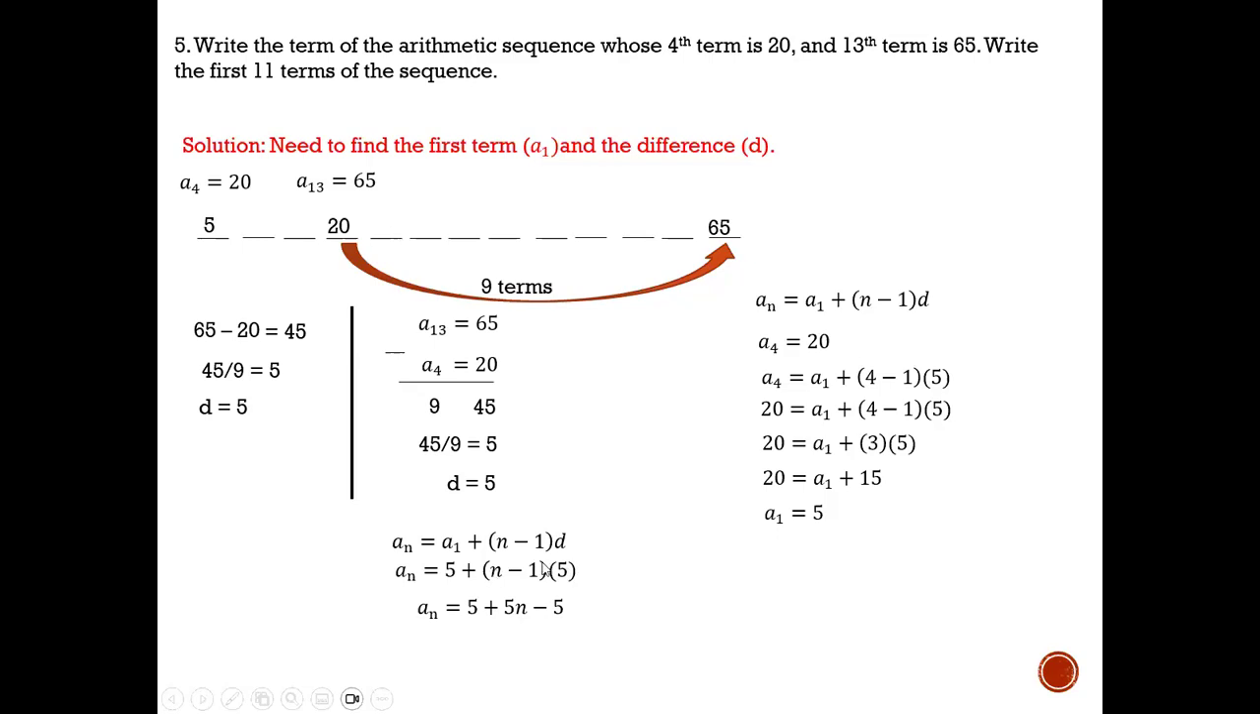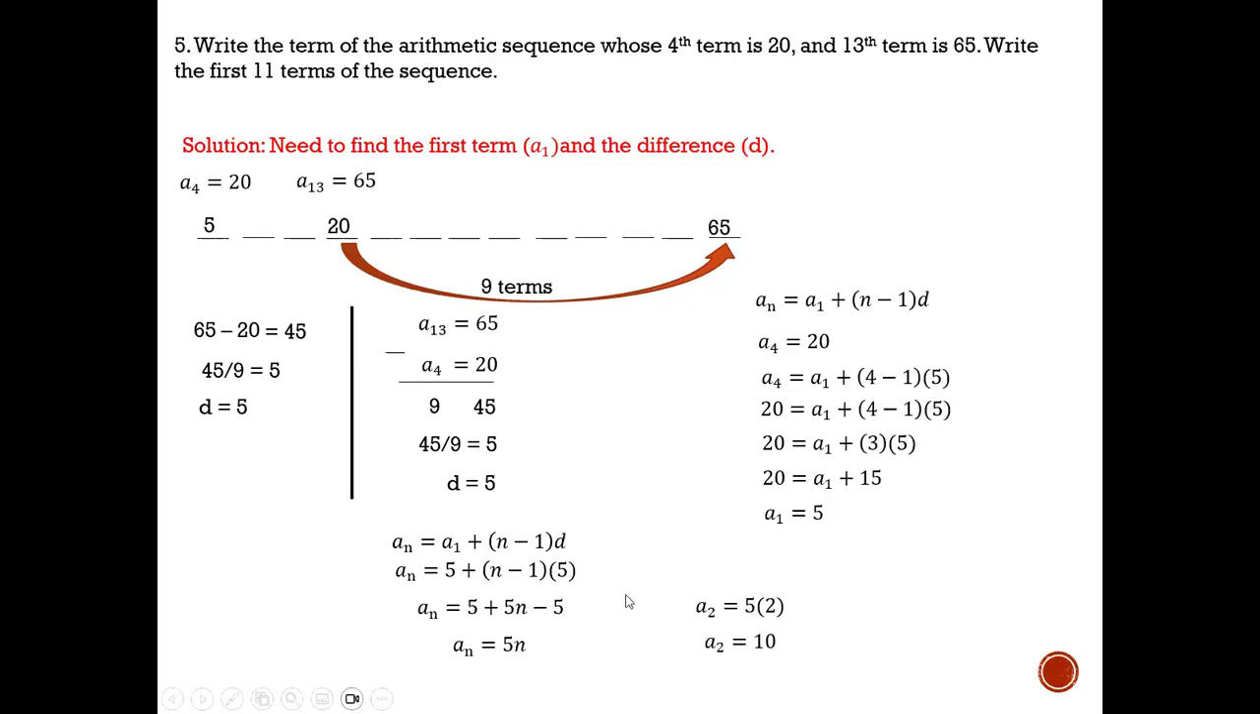So distribute 5 times n minus 1. The 5 minus 5 cancels. So my formula then for this sequence is just a sub n equals 5n. So if I wanted any other term, for example, if I wanted the next term, a sub 2, I plug in a 2 for n. 5 times 2 is 10, so my next term is 10.